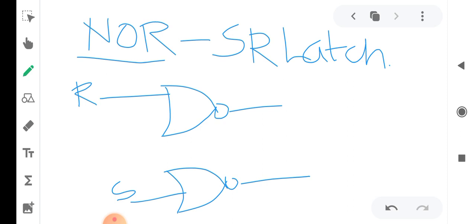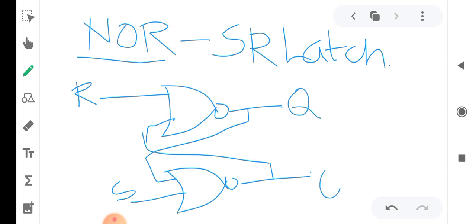There are two parallel NOR gates. The output of this one is the input of the other, and the output of the other is the input of this one. So we have two outputs, which we call Q and Q complement. The second output will be the complement of the first output, and this is the implementation using the NOR gate.